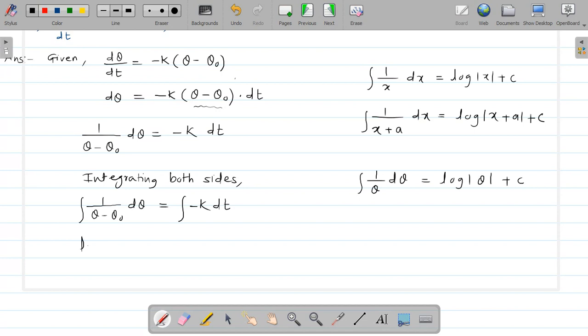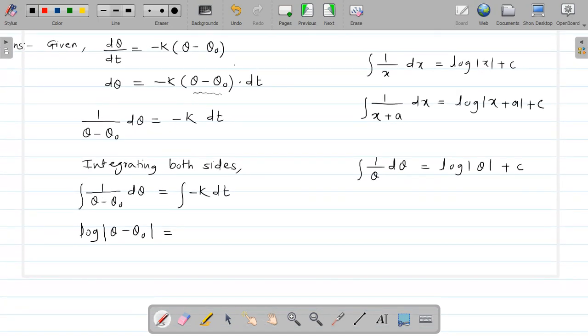Similarly here also you will get the integration of 1 upon theta minus theta 0 as log of modulus of theta minus theta 0, is equal to, now on the right hand side there is a minus k, you can take minus k outside because it is constant, and the integration of 1 with respect to t will be t. So integration is completed and hence we get the solution of the differential equation. So you can say that this is the general solution of the given differential equation.